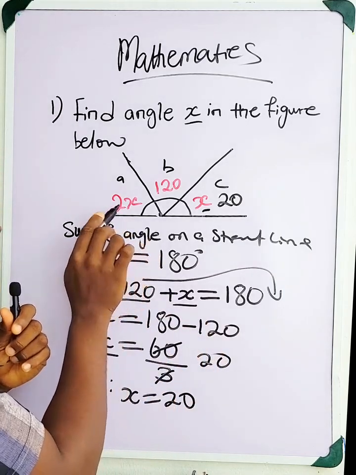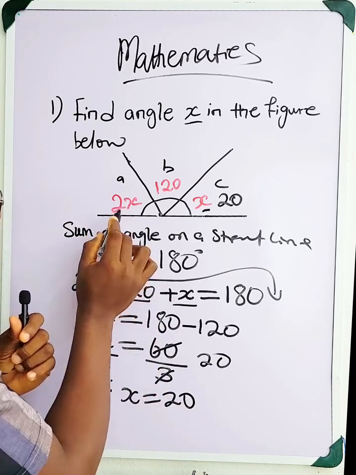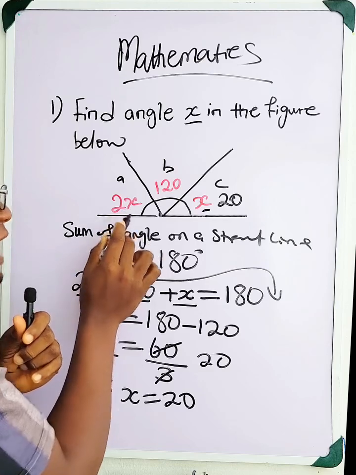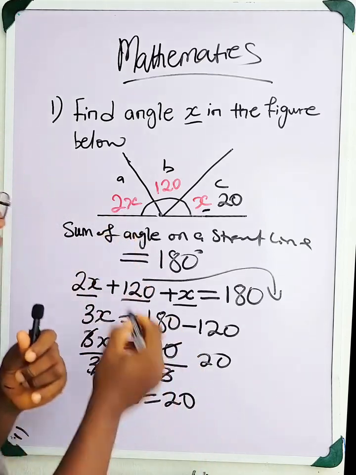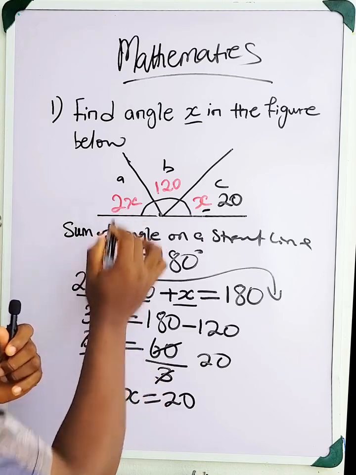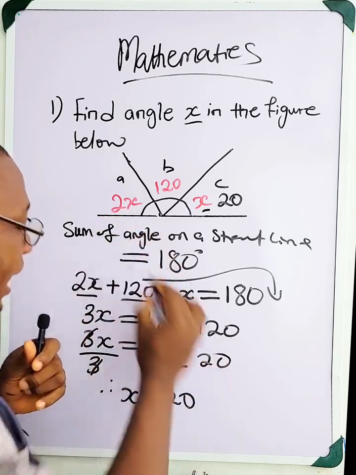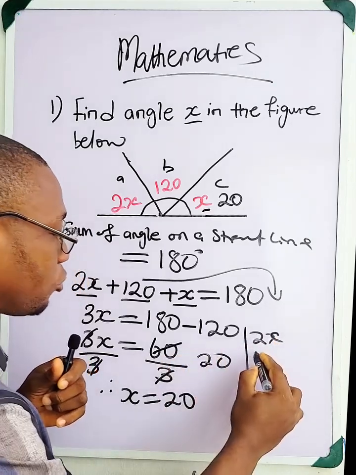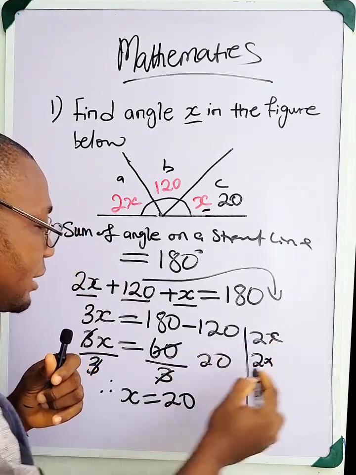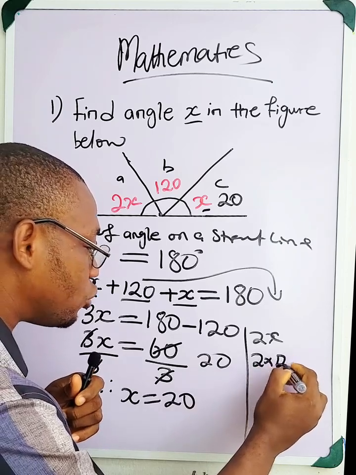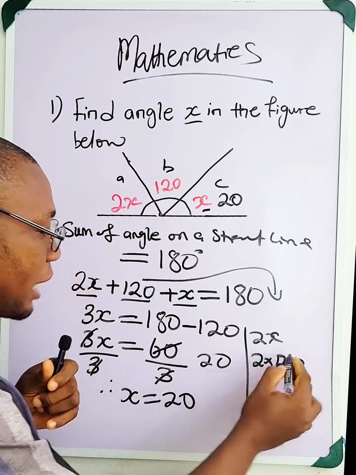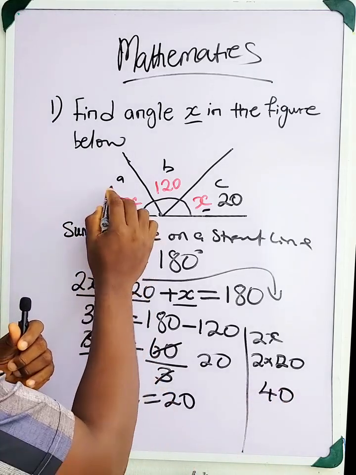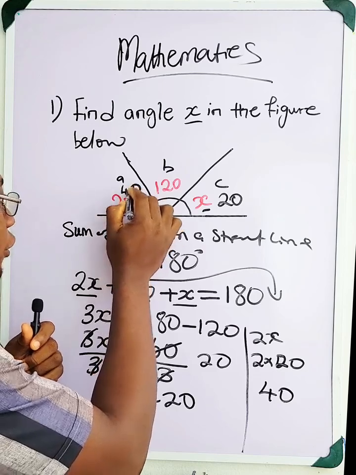Let us substitute x as 20 so that we can get the exact value of this angle as well, because this angle cannot just be 2x. Substituting x as 20, the angle is 2x, which is the same thing as 2 times 20. 2 times 20 is what? 40. It simply means that this angle A is 40.